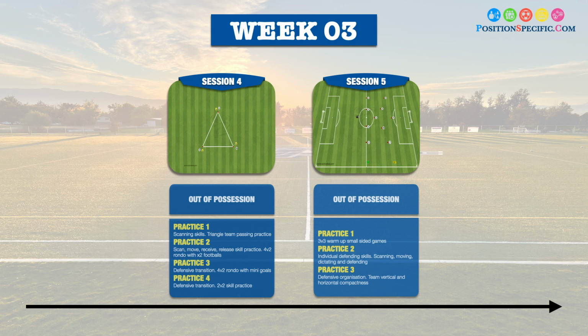Session 5, which was going to be session 4, was another out of possession theme session, but this time it was all around individual defending skills, again relating back to our out of possession performance wheel, which I'll touch on as we get into that session. And we had another practice where we had a defensive organisation session and we worked on some team compactness, whether that be vertical or horizontal. But I'll get into that in some detail as we get into session 5.